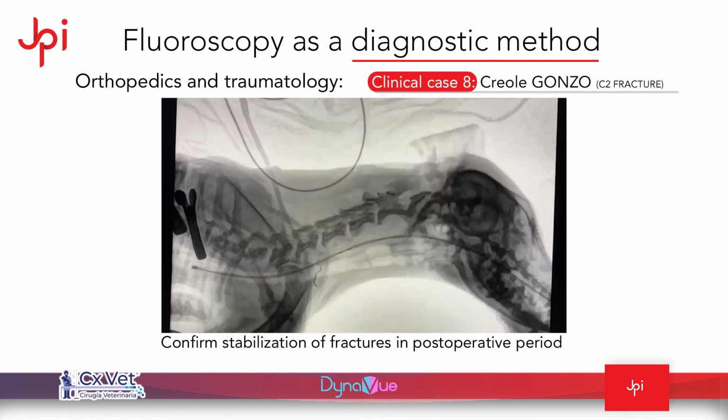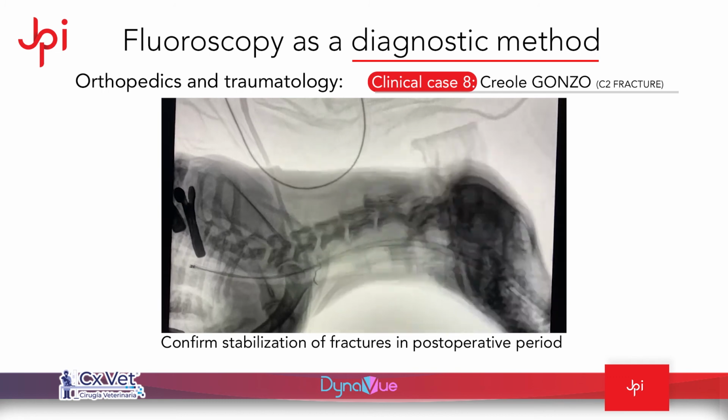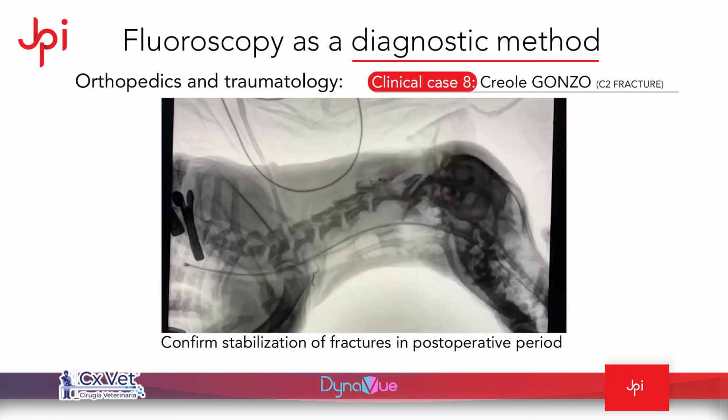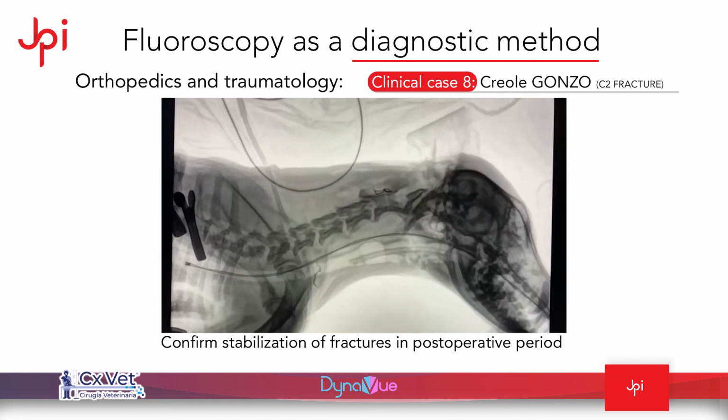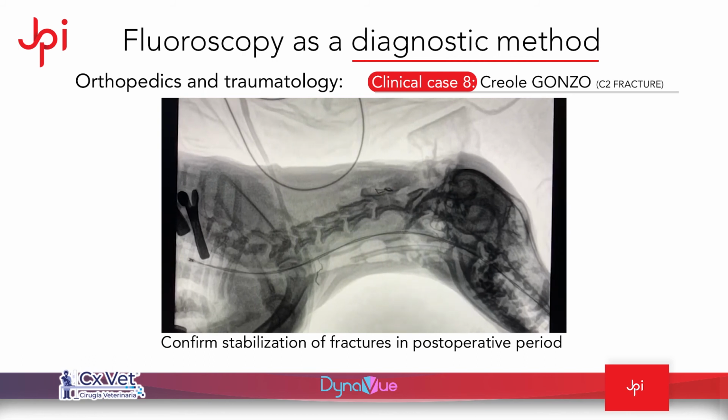In the second part of the fluoroscopy video, we can see that a cervical bandage was placed, and when moving the neck, the immobilization of all the cervical vertebrae as of C2 is shown.